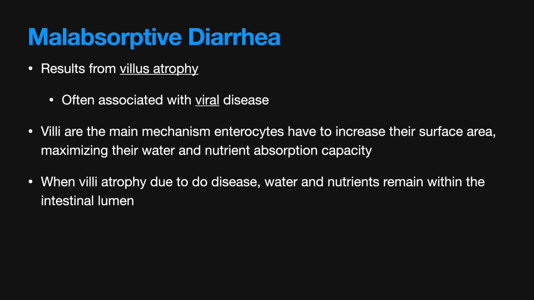Malabsorptive diarrhea results from villus atrophy, which is often associated with viral disease. The villi are the main mechanism that enterocytes have in order to increase their surface area, which helps maximize their water and nutrient absorption capacity. This means that when villi atrophy due to disease, water and nutrients remain within the intestinal lumen.